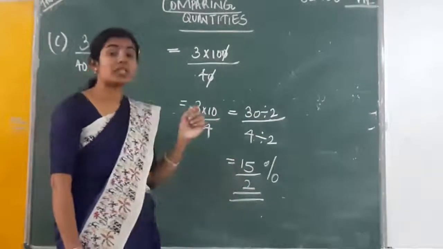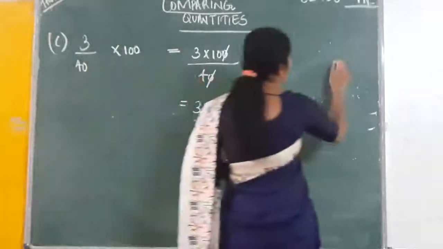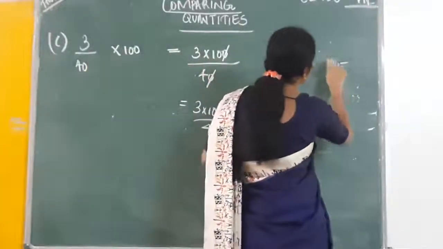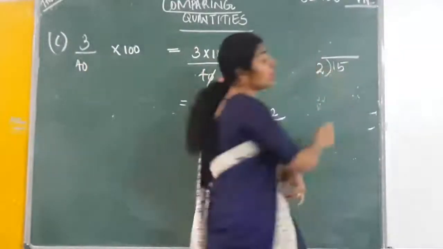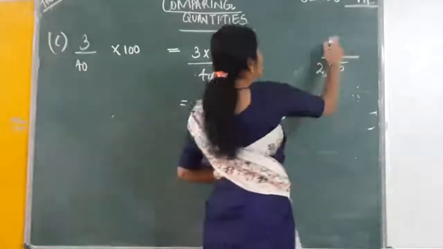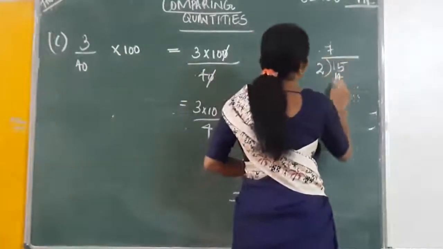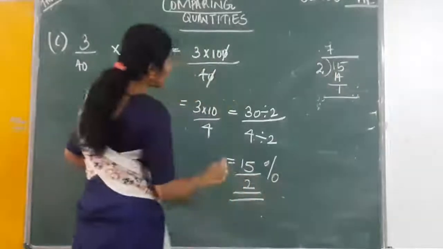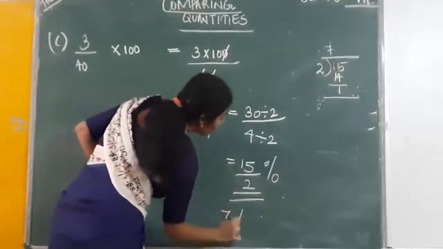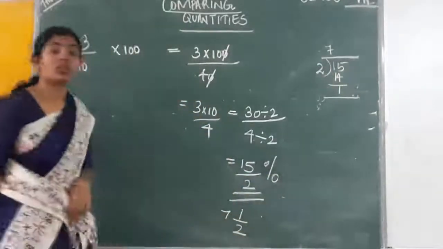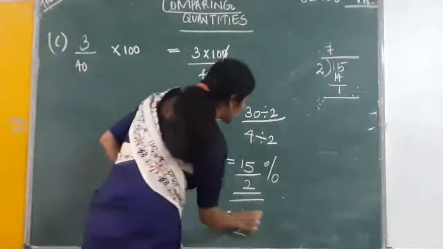15 by 2 percentage. Otherwise, when you are dividing 15 by 2, you will get the mixed fraction. 2 sevens are 14. So you will get 7 1 by 2. 7 1 by 2 percentage.